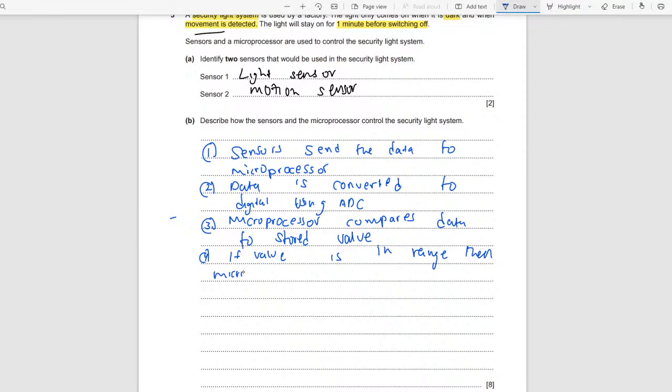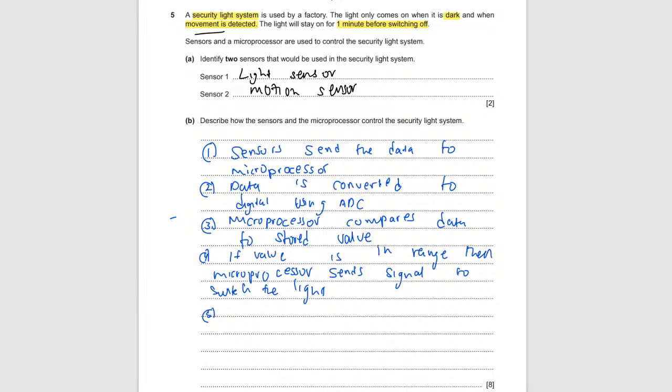microprocessor sends the signal to switch the light on. That might even give you 2 marks, we don't know, but we'll just be safe. Okay, that will give you 1 mark. I think that will give you 2 marks there, but we see.